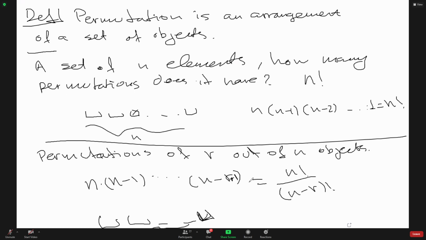Right? And if you do this, this is n factorial divided by n minus r factorial, because that's what remains here, right? So if you continue, this would be n minus r times n minus r minus 1. So this is n minus r factorial. Is it better? Yes, sir. Okay.